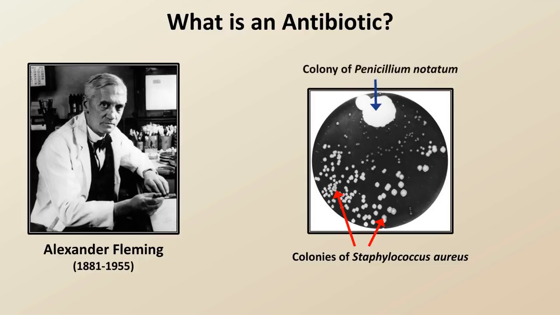The fact that there was contamination could have resulted in Fleming tossing the plate out and not thinking twice about it. However, he noticed that something peculiar had happened. The Staph aureus colonies nearest to the mold had started to die. He hypothesized that the mold had secreted a compound that inhibited the growth of bacteria, a compound later named penicillin.